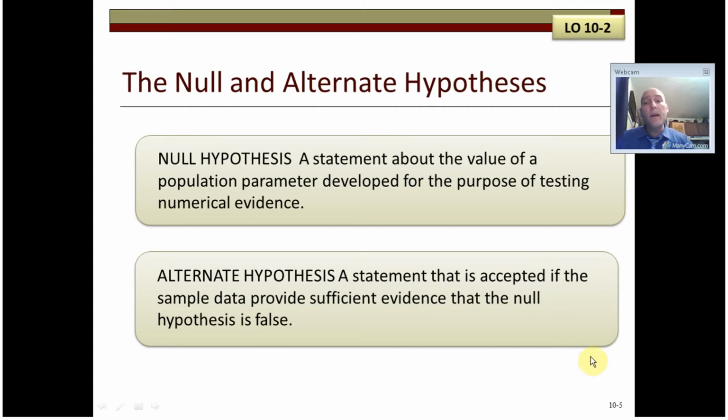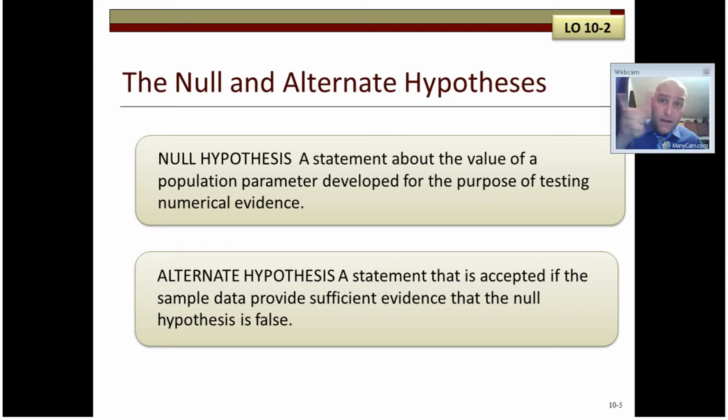But what's important about this definition is that it's developed for the purpose of testing numerical evidence. The only purpose the null hypothesis will serve is that it allows us to either accept it or reject it. One of those two things. If we accept the null and we say that the statement we make in the null is true, or at least that we accept it or support it with our evidence, then we have to reject the alternate hypotheses.